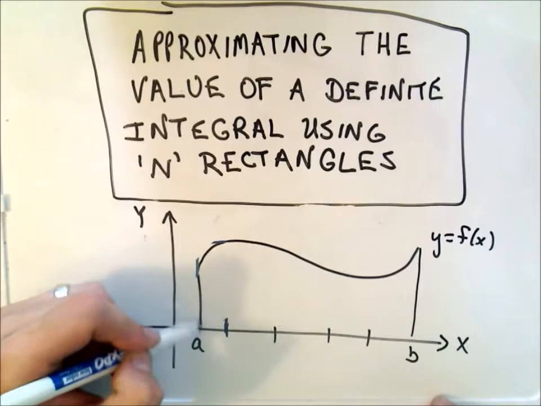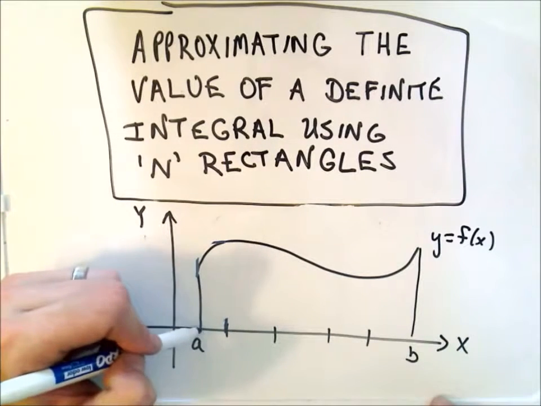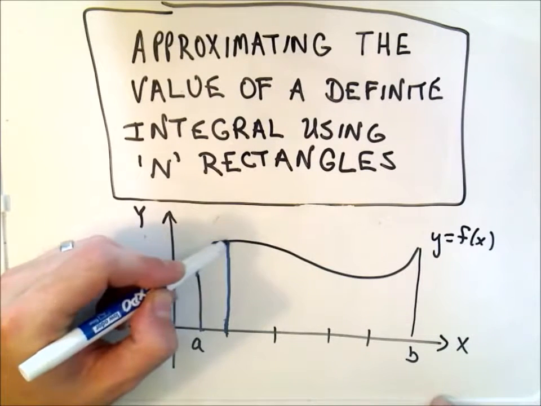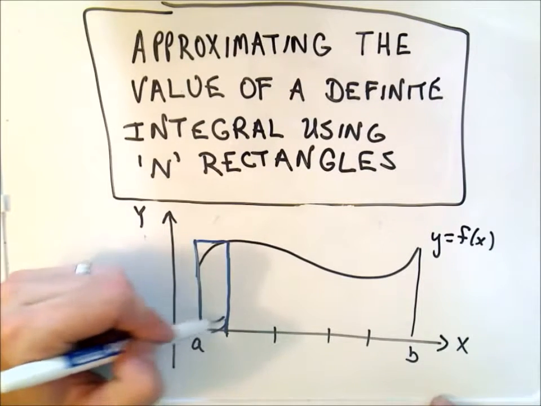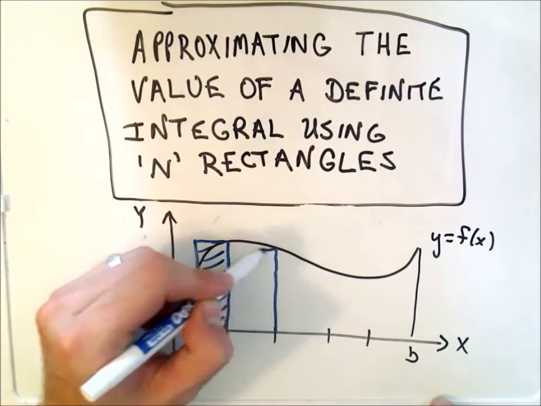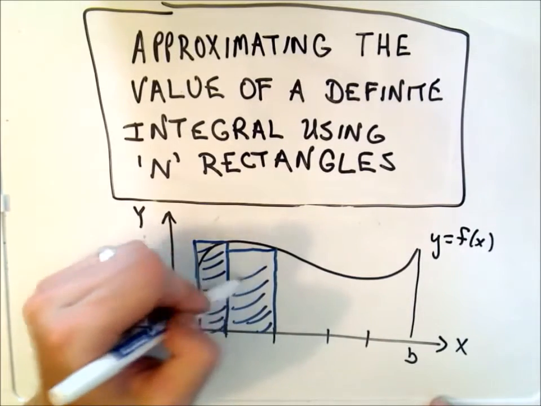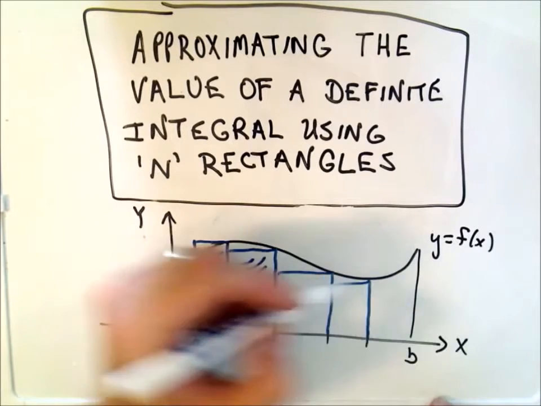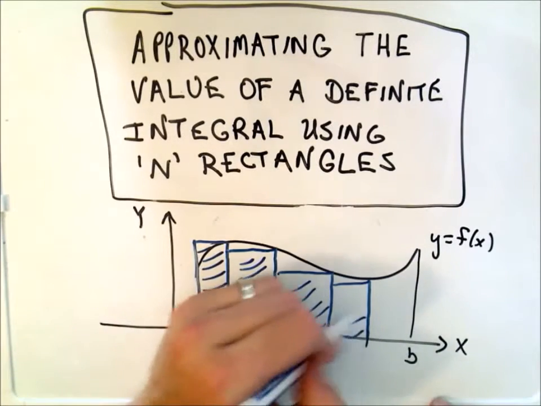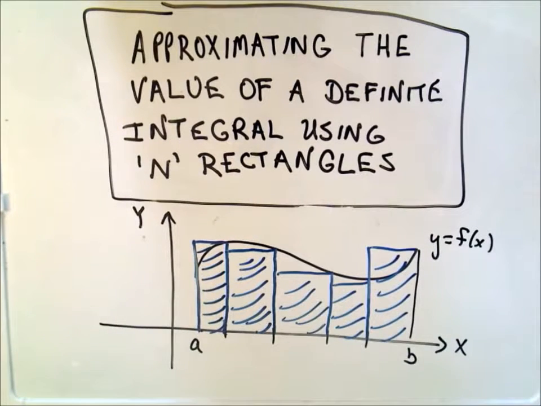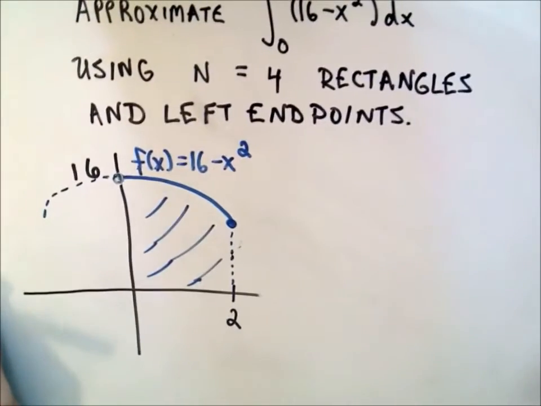For example, maybe I could use right endpoints. So for this first interval, I would pick the right endpoint, follow it up till it hits the graph. That'll give me a rectangle. I'll go to the next interval, make a rectangle, calculate its value, and do this for every interval. Obviously the number of rectangles you end up using is somewhat arbitrary. The main idea being, though, the more rectangles you use, the better the approximation becomes.